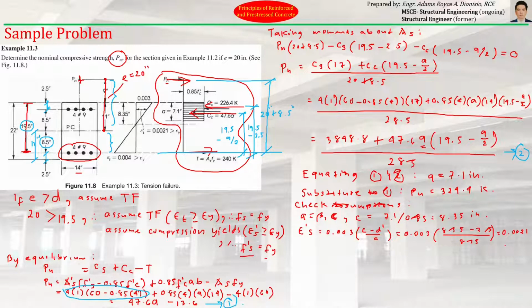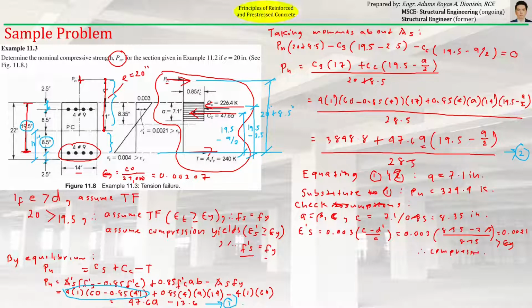Okay. And ang strain Y natin, what is our strain Y? Yung na-compute na natin kanina. Strain Y is just equal to 60 over 29,000. This is just equal to 0.00207. Okay? So since yung strain S prime natin is greater than strain Y, therefore, verified compression steel yields.